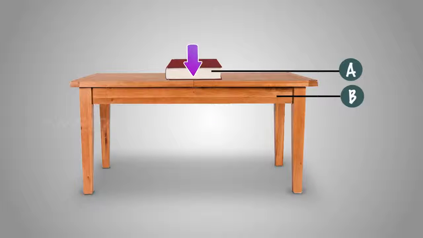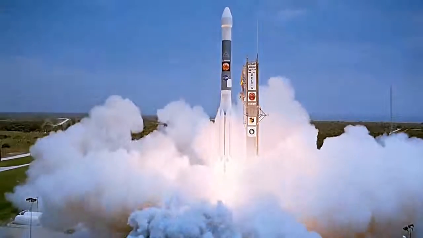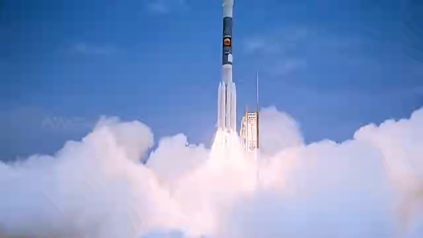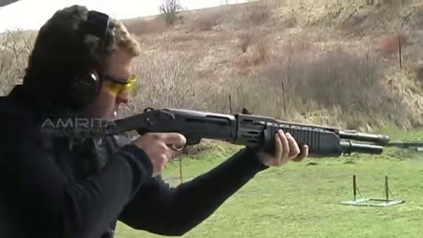In other words, if object A exerts a force on object B, then object B also exerts an equal force on object A. Notice that if the forces are exerted on different objects, they will not cancel each other. The third law can be used to explain rocket propulsion and the recoiling of the gun.